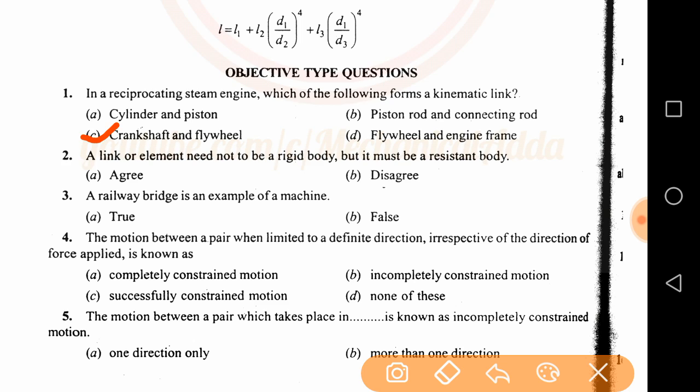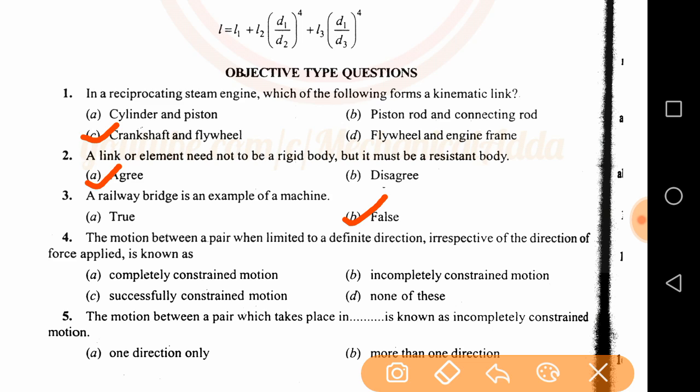Second, a link or element need not be a rigid body, but it must be a resistant body. Answer is A. A railway bridge is an example of a machine. Answer is false, because a railway bridge is not a machine.